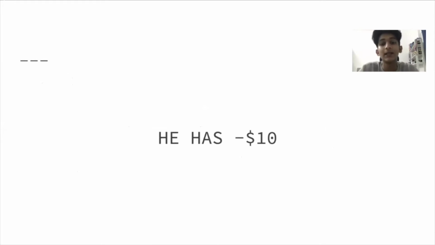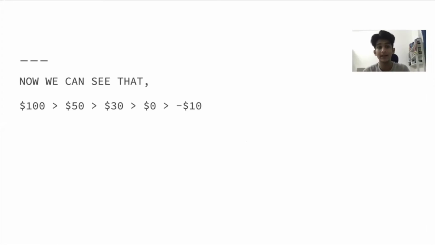Okay, let's see. He has minus $10 because he owes the vendor $10 now. He has to pay it back. So now we can see that $100 is more than $50, which is more than $30, which is more than zero, which is more than minus $10. I hope you're understanding how to compare integers. Don't worry, I will elaborate and explain further.